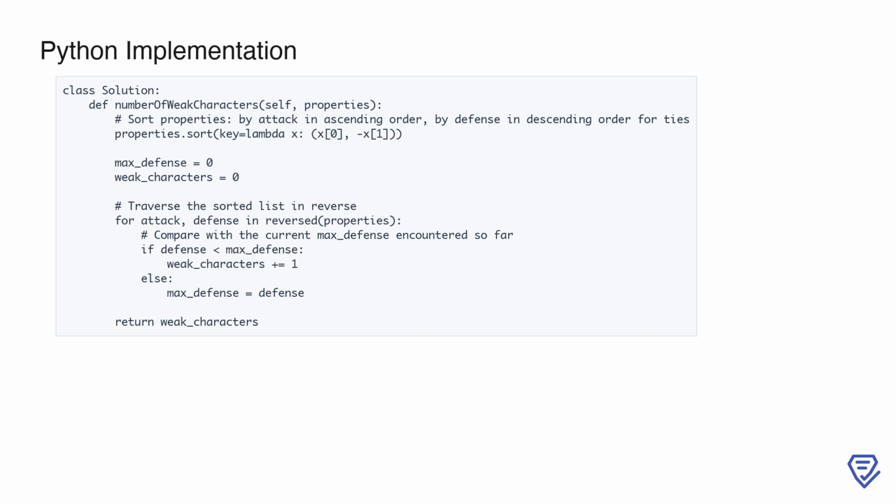We then initialize 2 variables, max_defense to track the highest defense encountered so far, and weak_characters to count the weak characters. By traversing the sorted list in reverse, we ensure that for any character being processed, all subsequent characters in the iteration have higher attack values. During the iteration, we compare the current character's defense with max_defense. If the current defense is lower, it means this character is weak, and we increment the weak_characters counter. Otherwise, we update the max_defense to the current defense. The overall complexity is determined by the sorting step, which is O(n log n), and the traversal, which is O(n). This makes the solution efficient and suitable for large inputs.